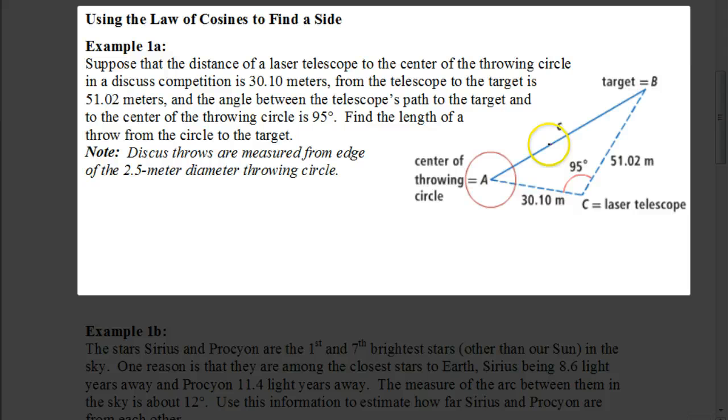So first off, if I look at this triangle here, I want to find this length here from the center of the circle to where the discus landed. So to do that, I'm going to have to use the law of cosines. It's kind of convenient that they're using the letter C here, and this is angle C. But just recognize that the side that we're looking for is across from this angle that's 95 degrees. So when I go to set it up, I'm going to have c squared equals my other two sides, the 51.02 and the 30.1 squared.